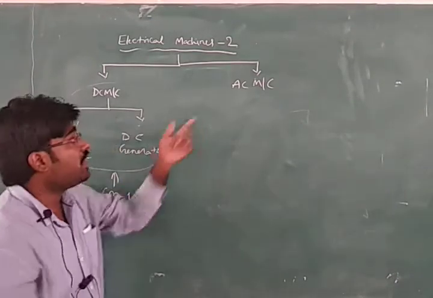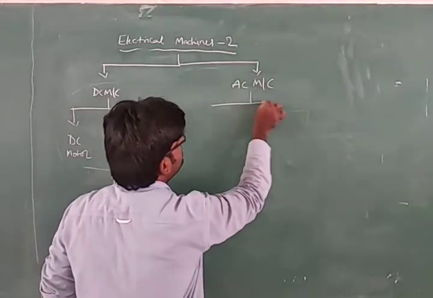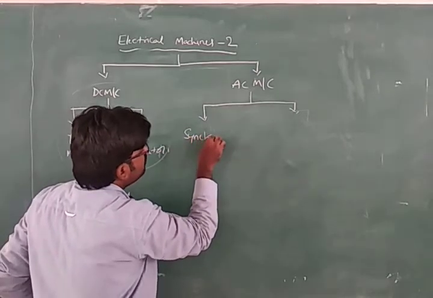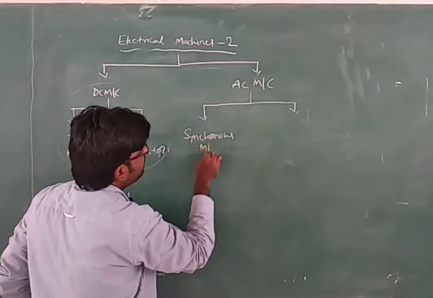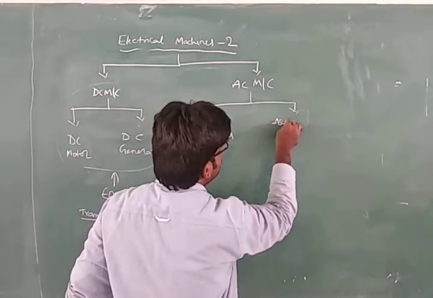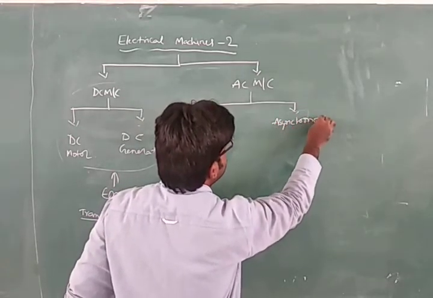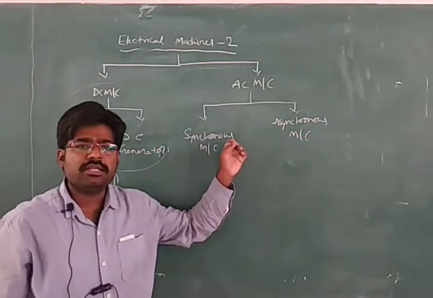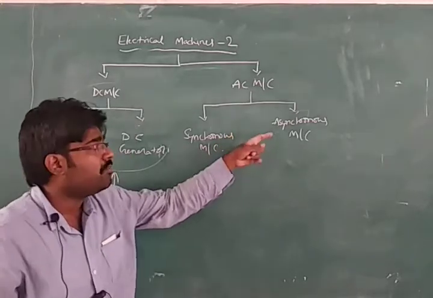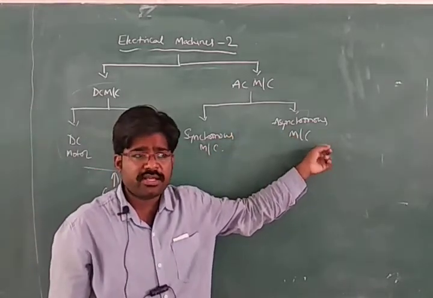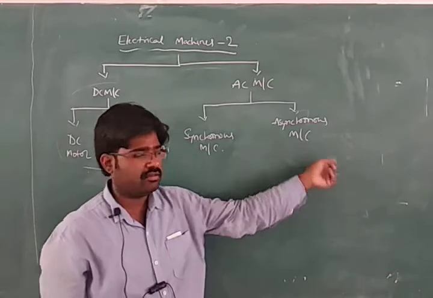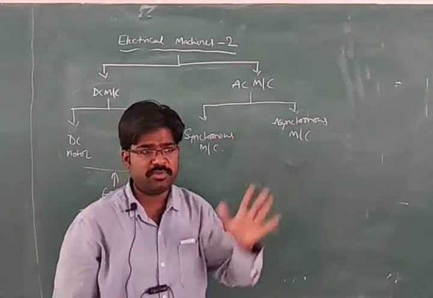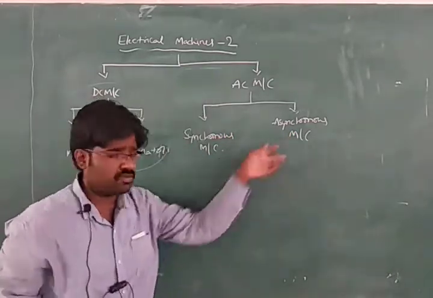AC machines are again classified into two types: one is synchronous machines, then asynchronous machines. In synchronous machines, speed is always constant. But in asynchronous machines, as load increases, speed changes. That is why, based on that property, it is divided into two types. In synchronous machines, speed is always constant, but here, speed is not constant.